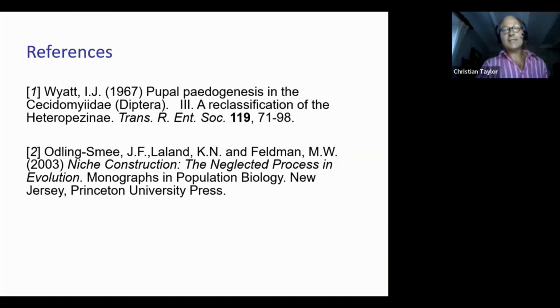If you're interested in the insects, there's Wyatt's 1967 paper on pupal paedogenesis in the cecids, a really interesting article. And about the niche construction idea and niche emergence, which I've been referring to in terms of the fungal role tonight, there's this chapter of a book, Niche Construction: The Neglected Process in Evolution. Okay, so I think that's pretty much the end.